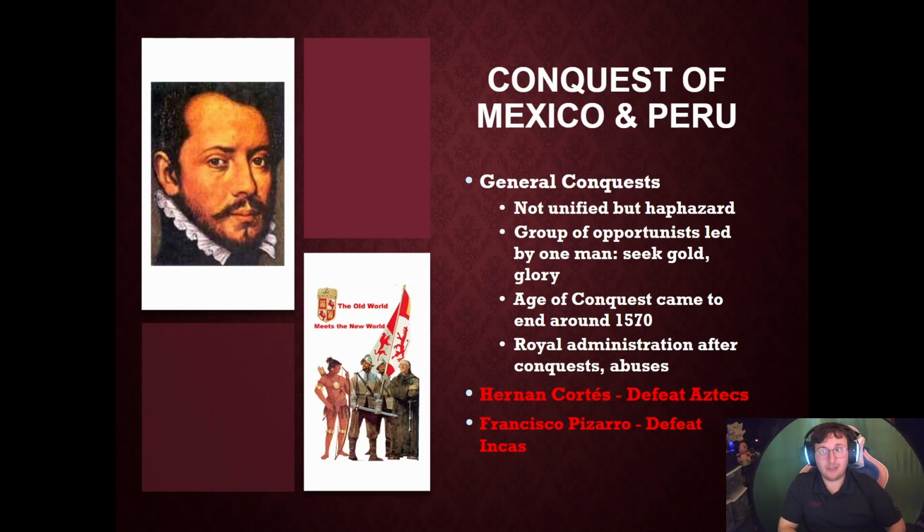The next one's going to be Pizarro, Francisco Pizarro. He's going to do something similar with the Incas. He's going to capture the Incan emperor, hold him hostage, and even after the Incas pay the ransom, he's still going to hold him hostage. And eventually the Incas are going to push him out, and he's going to come in and take over and wipe them out, or wipe out a large majority of them.